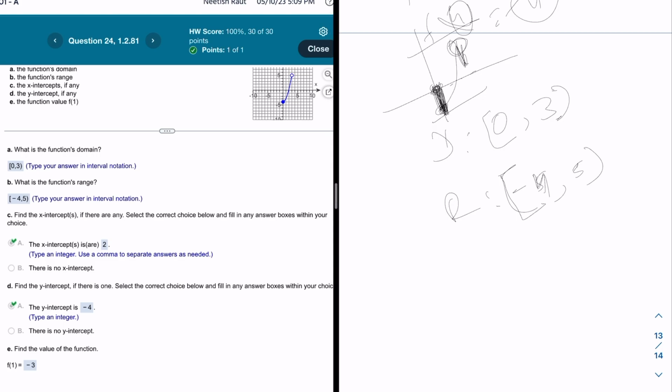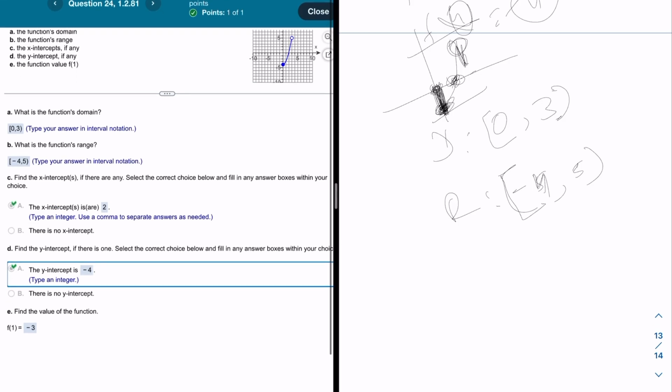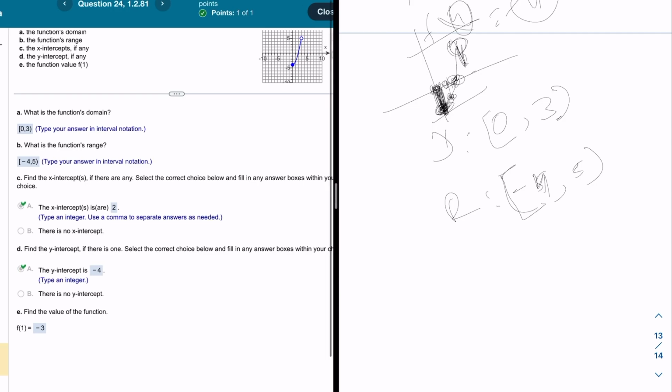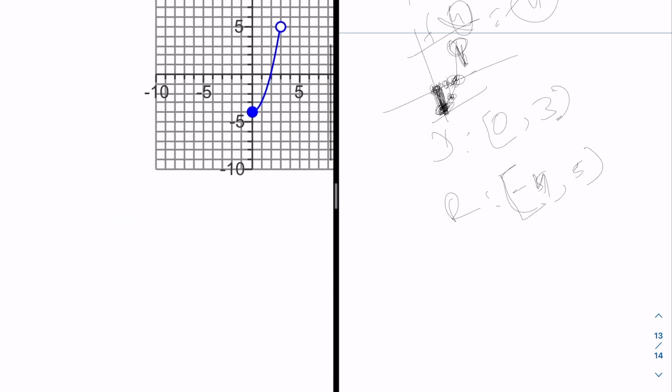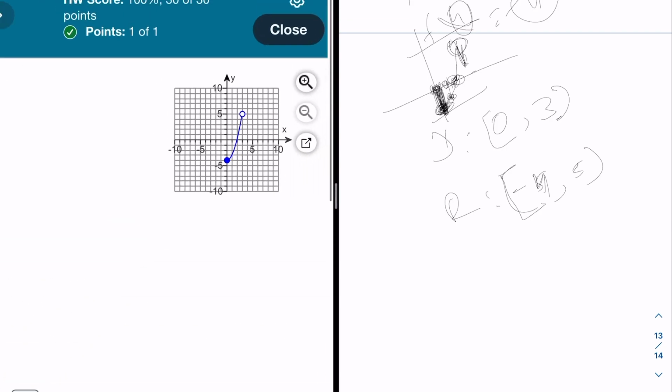Okay, now x-intercept. Look at the value where y is 0. It's 0 here, so 2. And look at the value where x is 0. x is 0 at -4. So this is the y-intercept, this is the x-intercept. We find the value of f(1). So look at the value of the x-axis at 1, and you can see it's around here, so -3 is the answer. Look at the graph carefully and you can get all the answers.